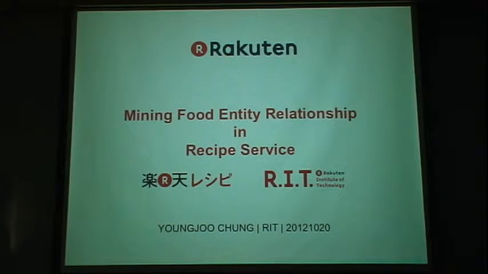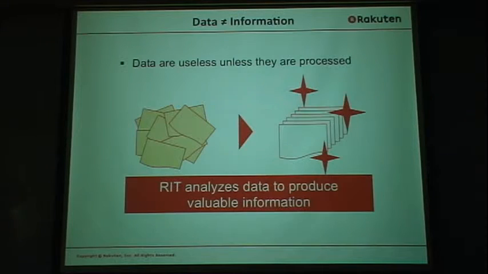I'm going to talk about my research on mining food entity relationships in a recipe service. Let's start. In Rakuten, all services have lots of data, like search log data, purchase history data, and some reservation data. However, those data are useless unless they are processed, because we don't know what is in there. And we at RIT analyze this data to produce valuable information. Today I will introduce the new values from Rakuten Recipe data.